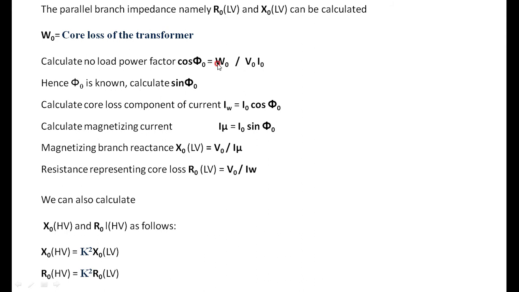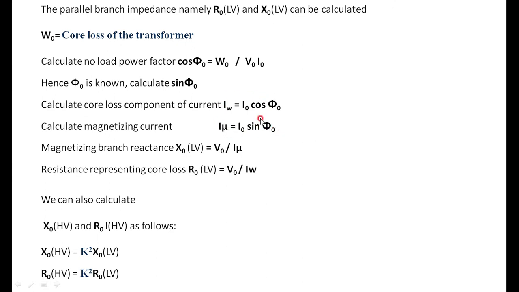Phi naught is equal to cos inverse of W naught divided by V naught I naught. If you know the value of phi naught, you can calculate the value of sin phi naught. The ultimate object of calculating cos phi naught and sin phi naught is that I have to calculate the magnetizing component of the current and the working component of the no load current, that is IW and I mu. The IW is given by I naught cos phi naught, whereas I mu is given by I naught sin phi naught.